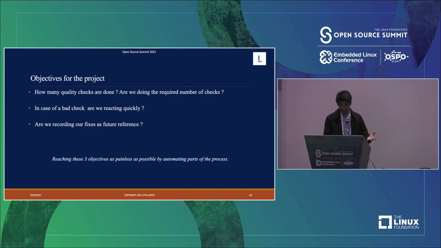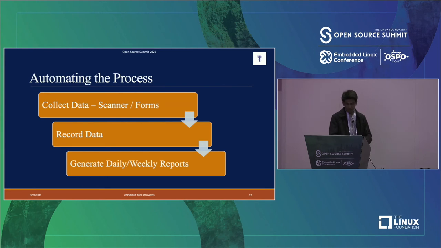And the fourth objective was to get those three objectives done as painlessly as possible by automating part of the process. So the plan was to collect data by creating forms, store the data, and run a script to generate reports. So how did we do that?